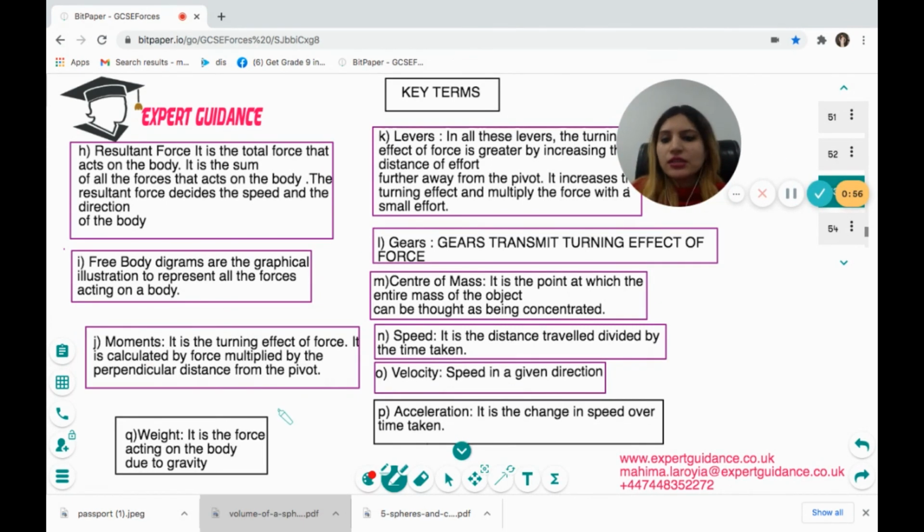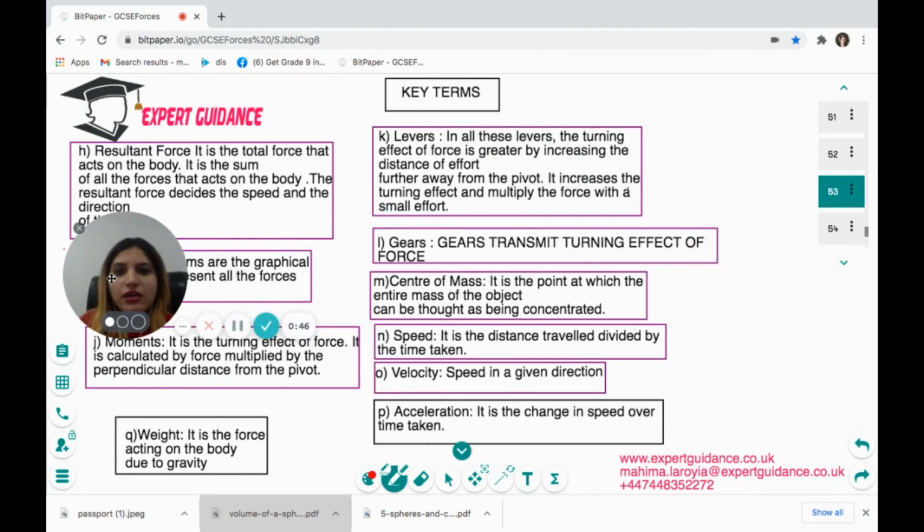Moment is nothing but the turning effect, and it is calculated by force times the perpendicular distance from the pivot. Weight is the force acting on the body due to gravity. Levers transmit the turning effect of force, and it is greater by increasing the distance of the effort further away from the pivot. It increases the turning effect and multiplies the force with a small effort. Gears transmit the turning effect of forces. Center of mass is the point where the entire mass of the object can be thought to be concentrated.